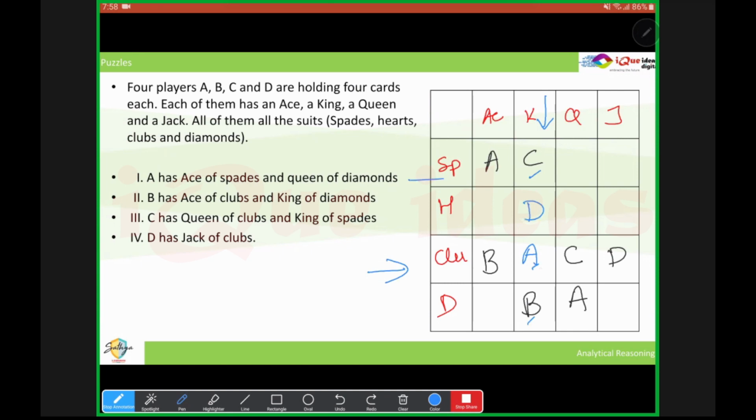Now, in the spades row, if I put B and D, then D and D cannot be together. So D and B have to be put. In the queen column, D, C, A are there, so B is remaining. Now, in the hearts row, I cannot put A because A is already there above it. So C and A. So now what is left? In the first column, A, C, B, D is left. In the last column, B, A, D, C is left. So now you get all four A, B, C, D in every row and every column.